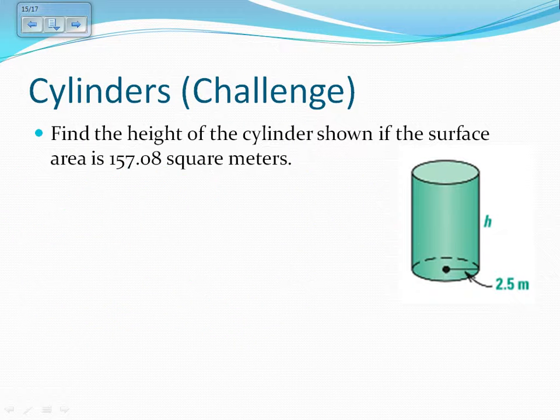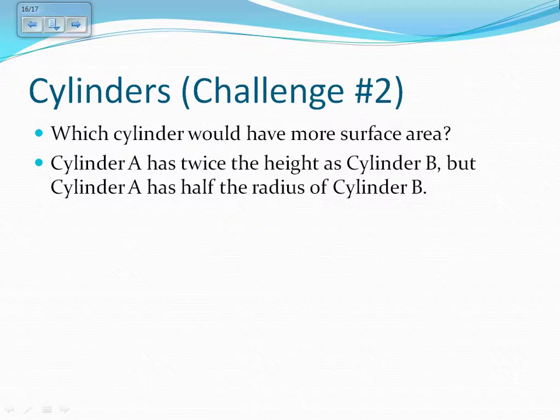Something to think about. It might be a good thing to chew on later today. We didn't get to it. Which cylinder would have more surface area? Cylinder A has twice the height as cylinder B, but cylinder A has half the radius. Think about that. If you got an answer, come talk to me. So cylinder A is twice as tall, but the radius is half as much. Which one has more surface area? You need to come up with an answer and a reason.